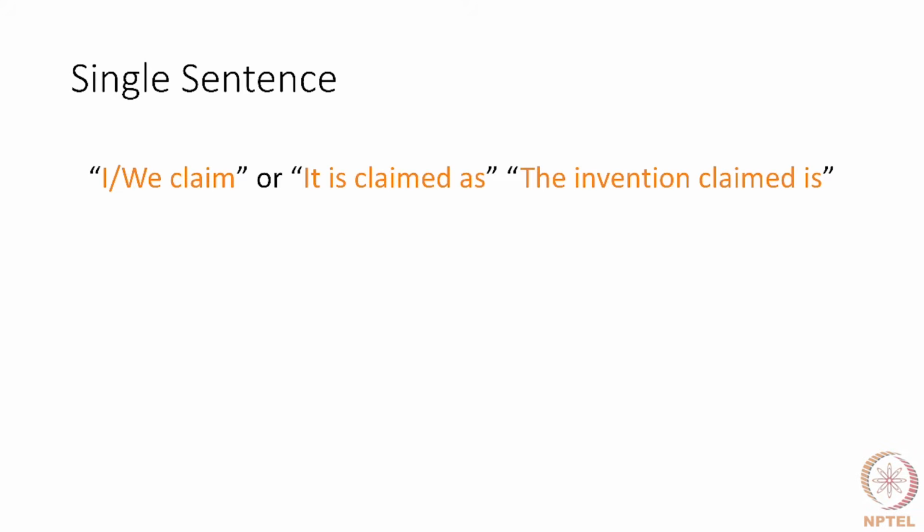Now, this is either in the form of "I claim", it begins with that statement, or it is "claimed as", or "the invention claimed is". There are various combinations of using this. This is how a usual claim will begin. It will begin with "I claim", or "it is claimed", or "the invention claimed is". Now, by convention, a claim, regardless of how long, is written as a single sentence.